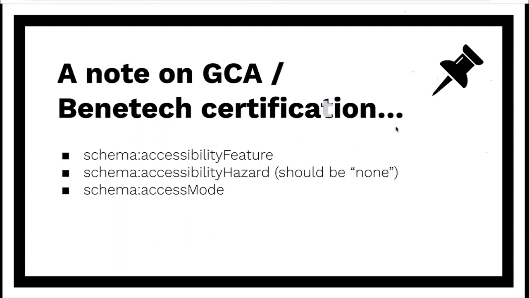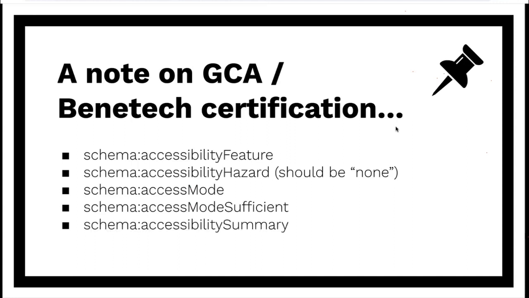If you're a certified publisher, or if you're looking to be a certified publisher, which would be great, it's a great thing to do. You're going to find yourself looking at reports produced by the certifiers. They tell you about your schema data, not your ONIX. For your schema data, they are looking for schema accessibility feature, schema accessibility hazard, which should be none, and schema access mode. These are the three must-haves according to the spec.